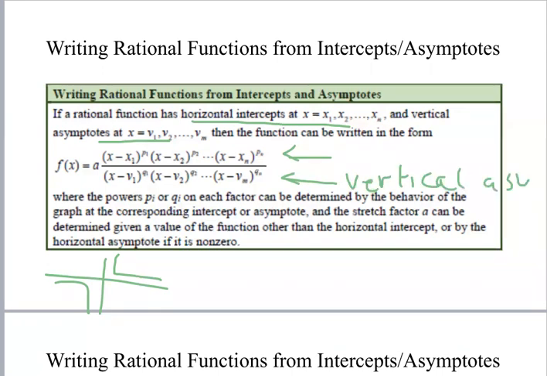So the vertical asymptotes become all the factors in the denominator, and the horizontal intercepts become all the factors in the top. And then don't forget, we still have this A term that we have to test with a point.